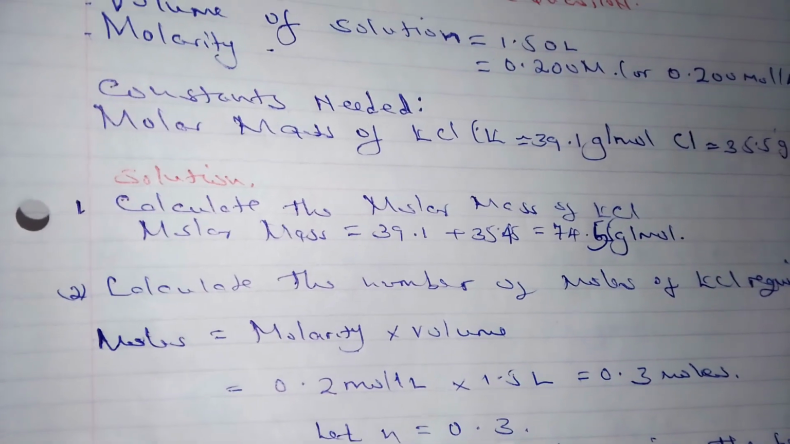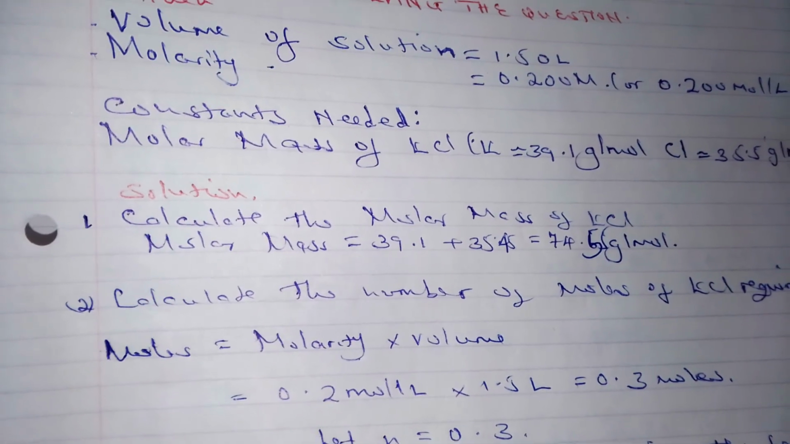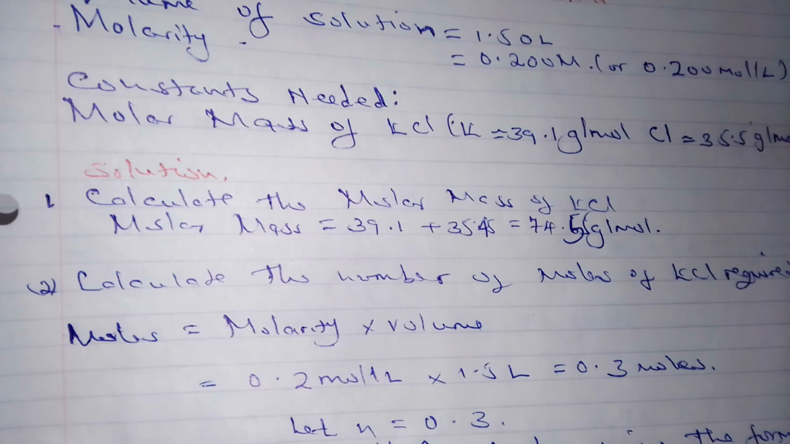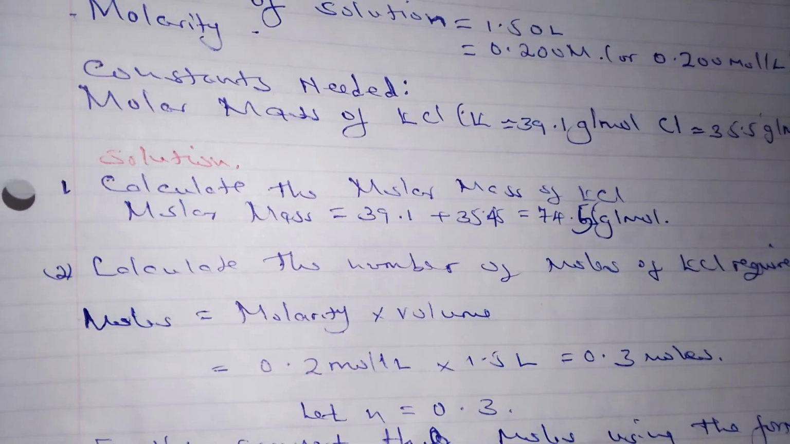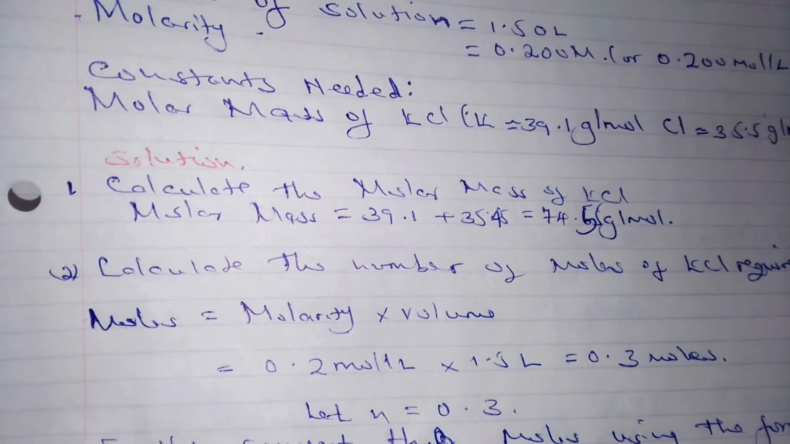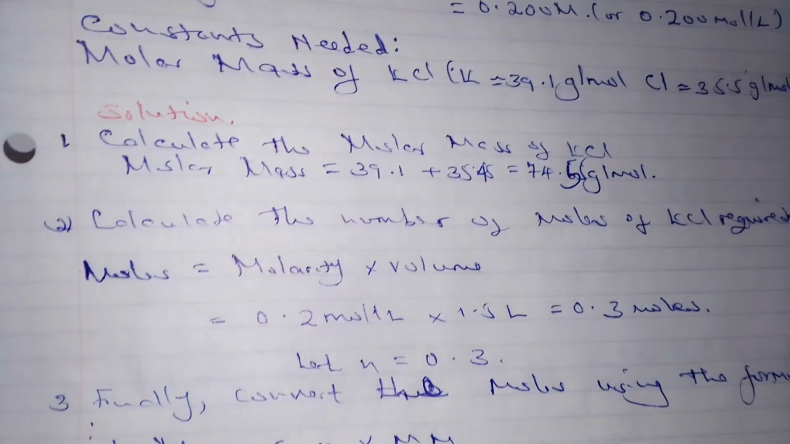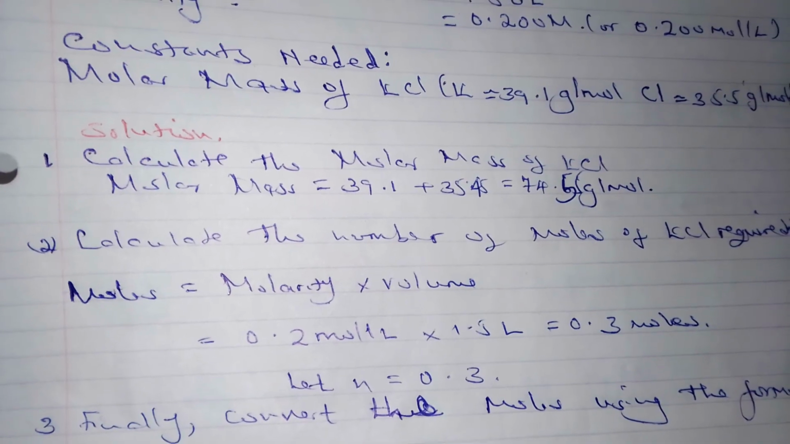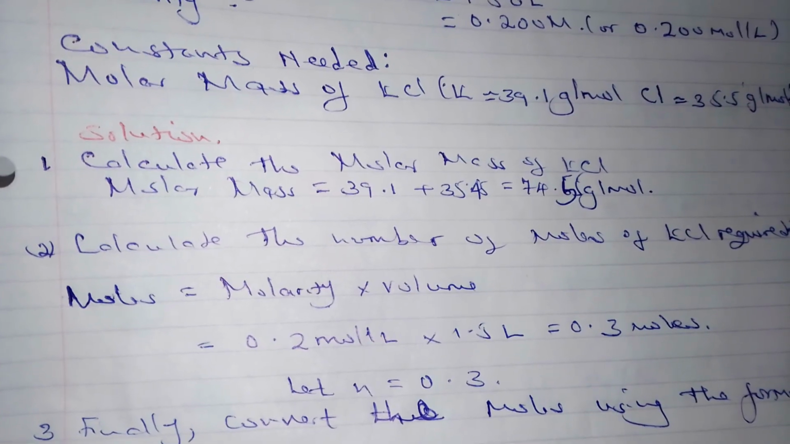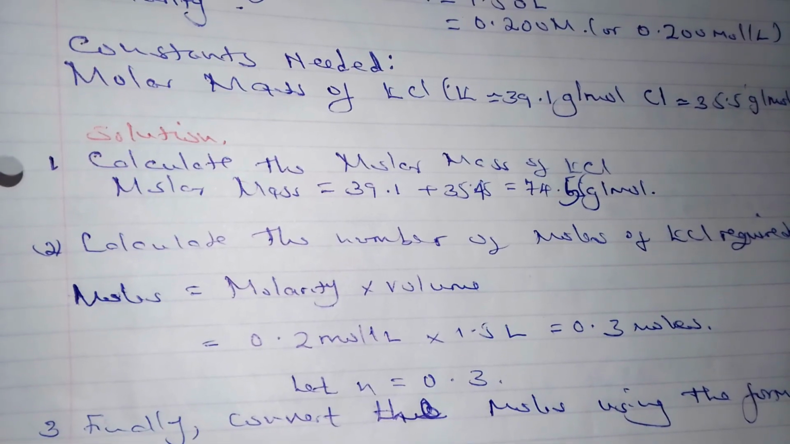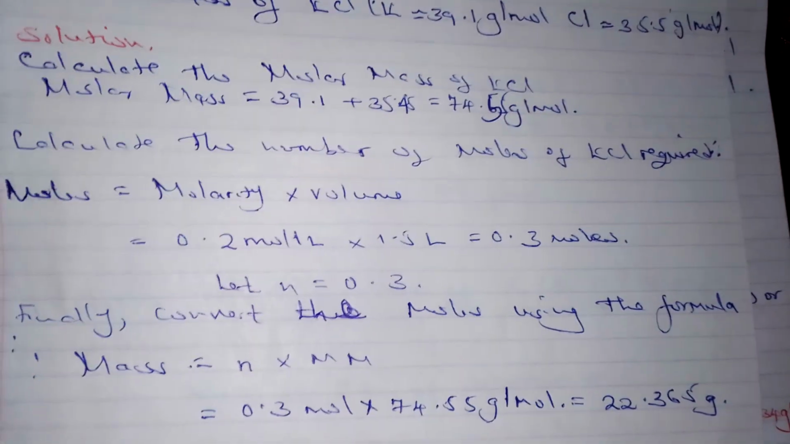Secondly, you calculate the number of moles of potassium chloride required. Moles is equal to molarity times volume, which is 0.2 multiplied by 1.5 liters, which gives us 0.3 moles. Let N be the number of moles, equal to 0.3 moles.